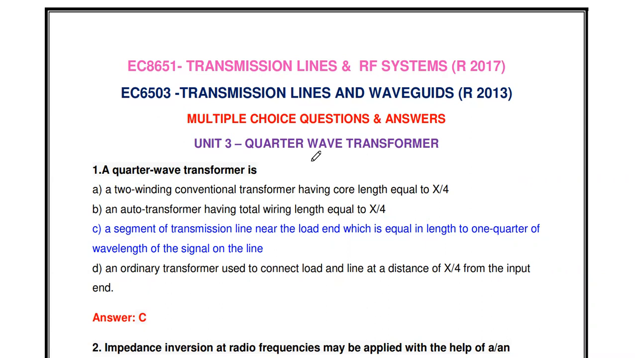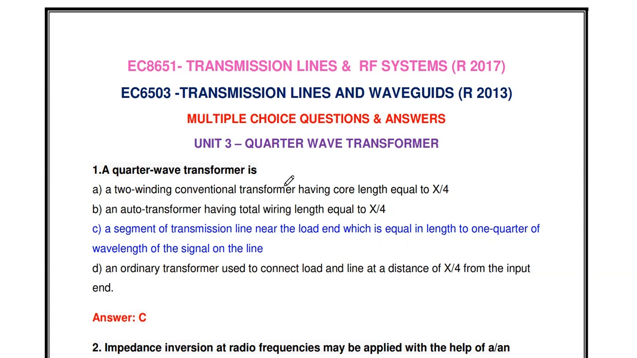The Quarterwave transformer plays a very important role in impedance matching in a transmission line. To provide impedance matching in a transmission line, we may use the Quarterwave transformer, or Quarterwave line, as one method, and we may use stub matching. In stub matching, we may use either single stub matching or double stub matching. These are the various methods to perform impedance matching in a transmission line. In this video, we are going to discuss the Quarterwave transformers.